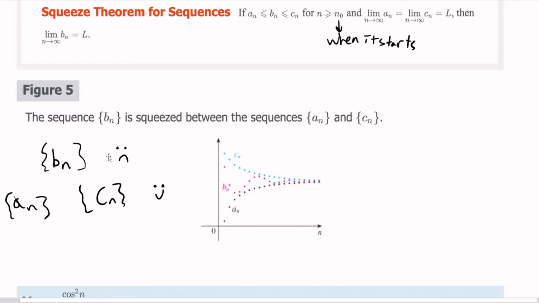So more complicated, simpler, and we know what's happening. They're doing the same thing. That's the goal of doing this. So let's do an example.